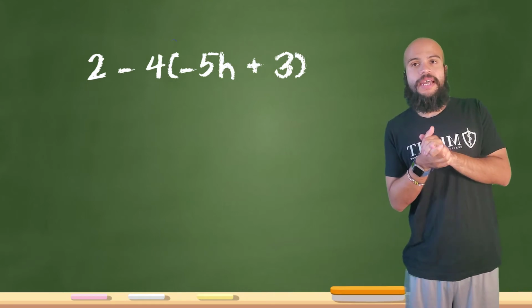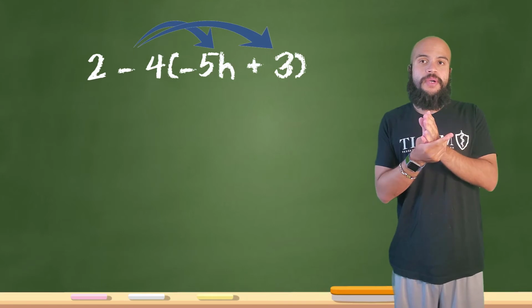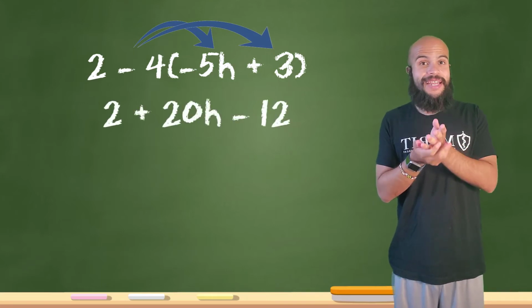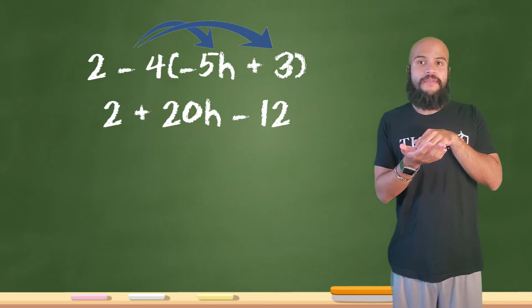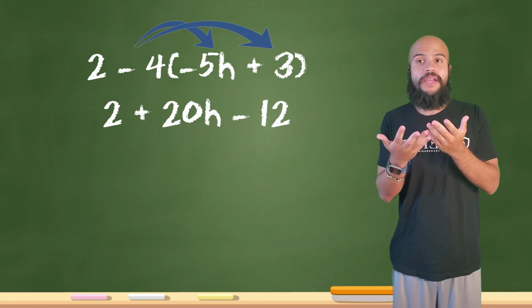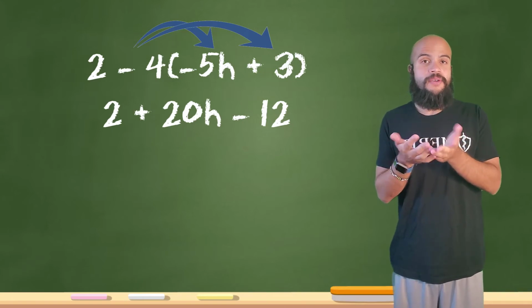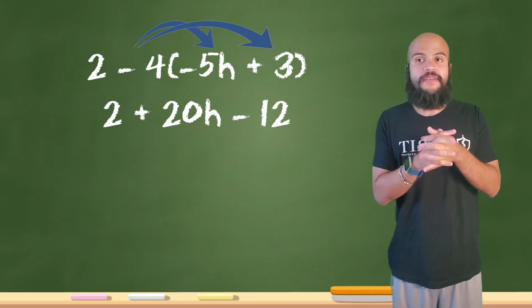So once I distribute the negative 4 using my integer rules correctly, I end up with 2, a positive 20h, and negative 12. The negative 4 times the negative 5h results in a positive 20h. Whereas on the other hand, when you multiply by different signs, the negative 4 and the positive 3, we ended up with a product of negative 12.